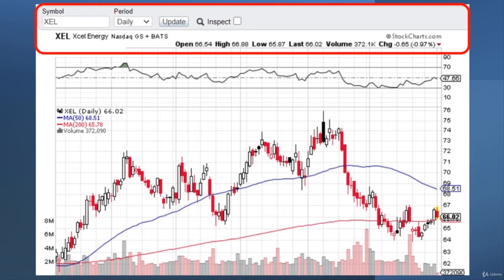And then the period, this is looking at daily prices. So when you look down at the chart, it's going to be daily, and you can see there's a little bit of information about Xcel, what its open price was, what its high was, that kind of stuff. So that's the basics to get it started on there.